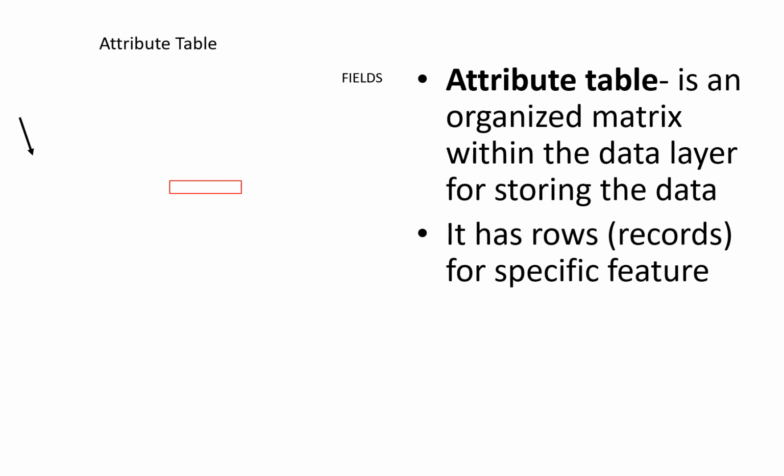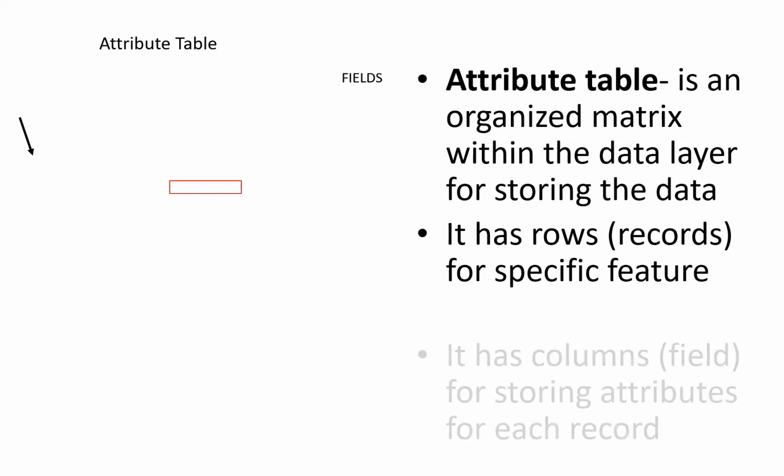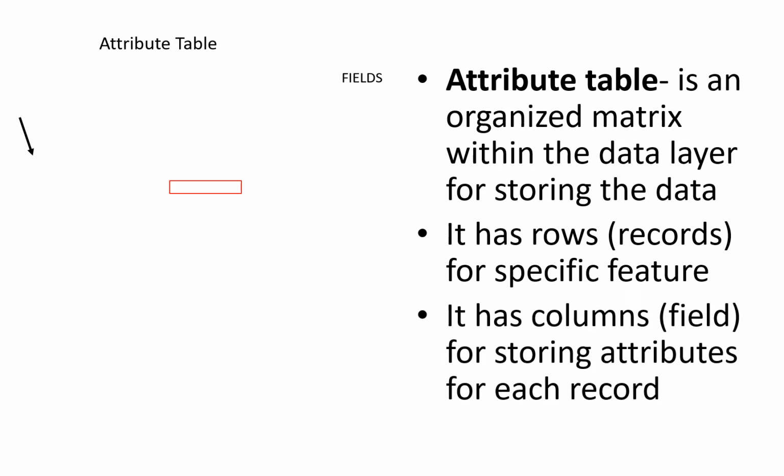We look at the attribute table, the other component, because we have looked already at the geometry. Now we say that the attribute table is an organized matrix within the data layer for storing the data. So it has rows, which in other words we call records. Now these rows or records contain information for specific feature. And it has columns, which we refer to as fields, for storing attributes or the characteristics of each record.